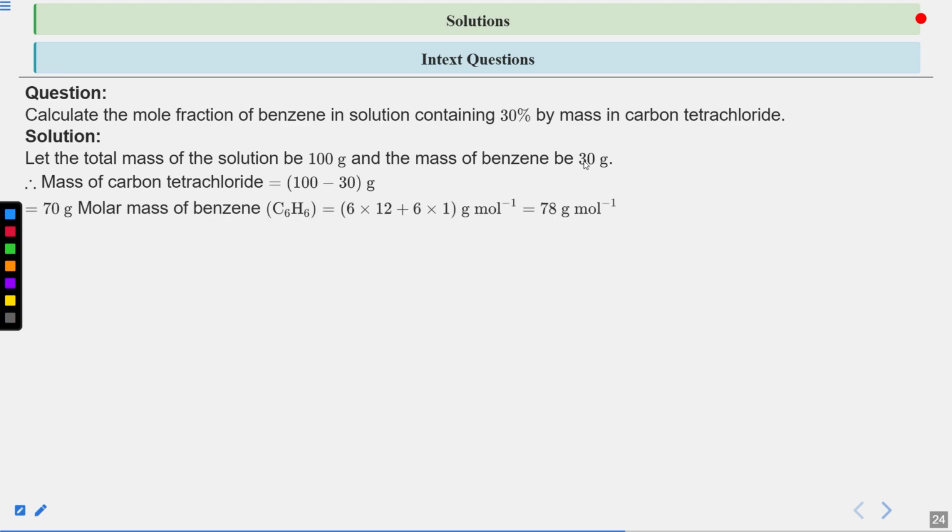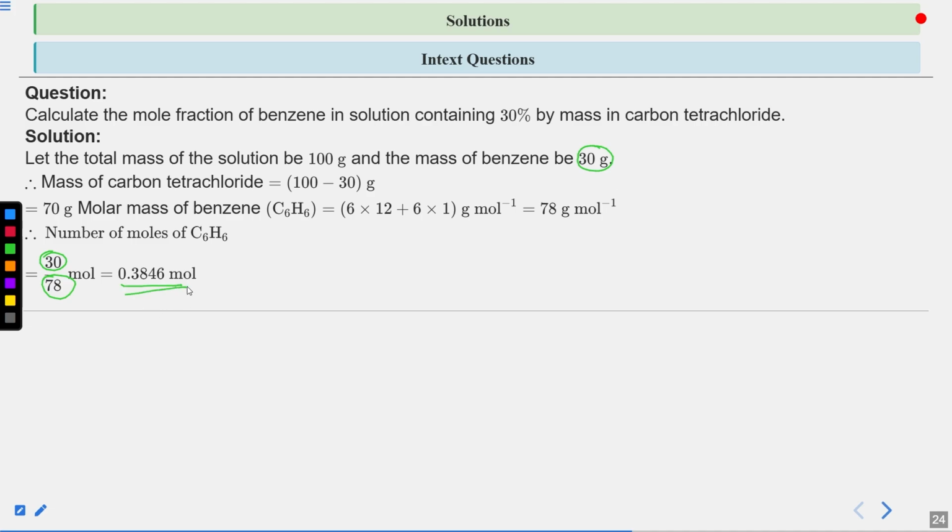Then further, we have calculated the molar mass of benzene here. So this is coming out to be 70 for carbon tetrachloride, and molar mass of benzene, if you calculate, is 12 into 6 for carbon and 6 into 1 for hydrogen, which is 78 gram per mole. So the number of moles of benzene would be given mass by molar mass, 30 by 78. 30 was the given mass of benzene, as we have a 30% by mass solution. If you divide it, you will get 0.3846 mole.